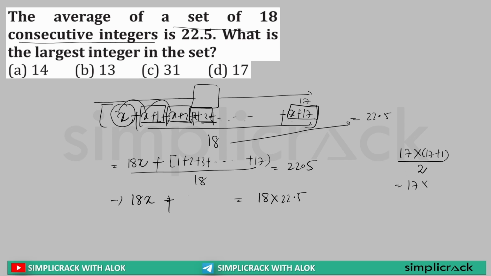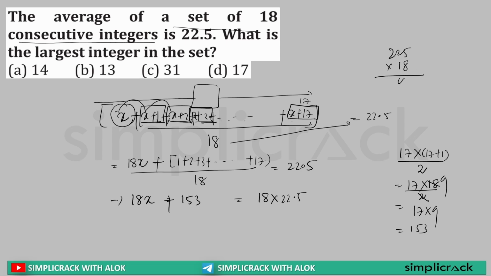Sir, it can be written as 17 into (17 plus 1)/2, that is 18 by 2, or it can be written as 9, two 9s are 18, so 17 into 9. Yes or no? Yes, sir. Now, sir, I know 17 into 9 is equal to 153. So I can write 18x plus 153 is equal to what? 18 into 22.5. Now sir, 22.5 multiplied by 18. If I solve it, how much will I get?